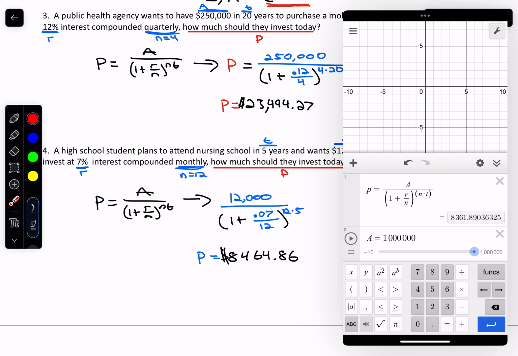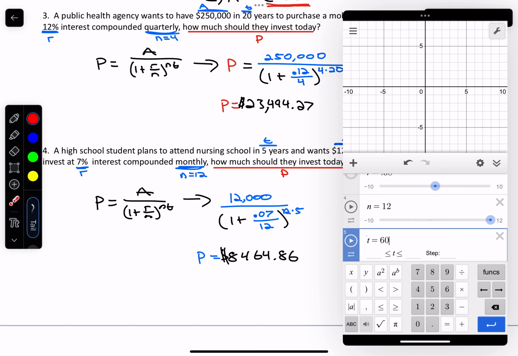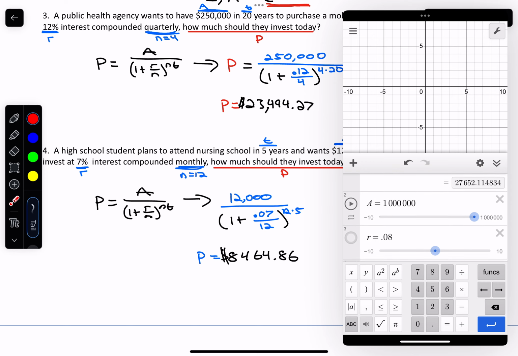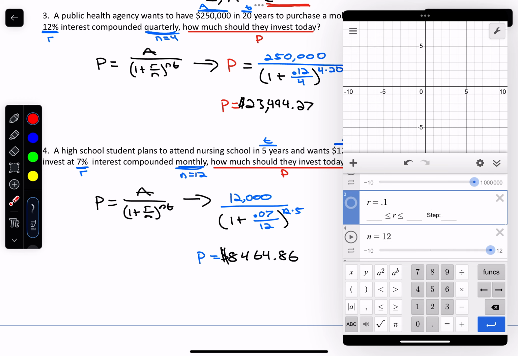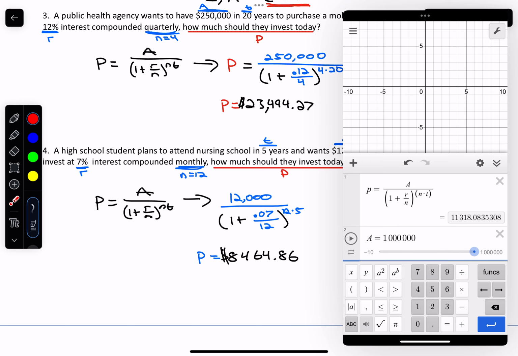All right, so you can play around with this. And again, in a financial algebra class, you'll learn more formulas and more ways to look at interest. But compound interest is your first introduction to how investments mature over time. And what I want to get across to you is there are two things that are very important: the amount of time, so the t value, and then the interest rate, which is the r value. So if I leave these two things the same, t is 45, r is 0.1, notice I need 11,318.